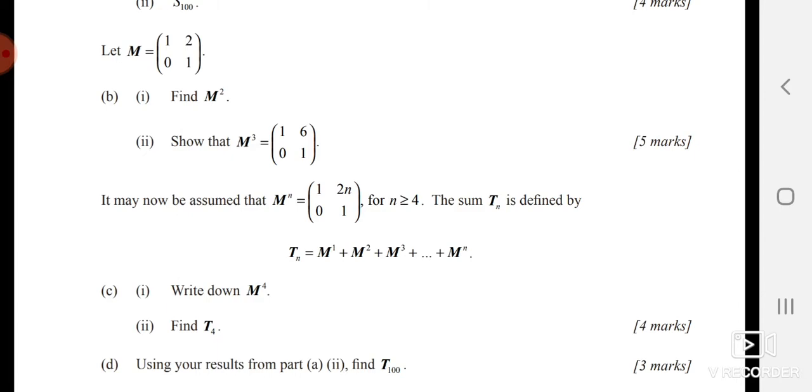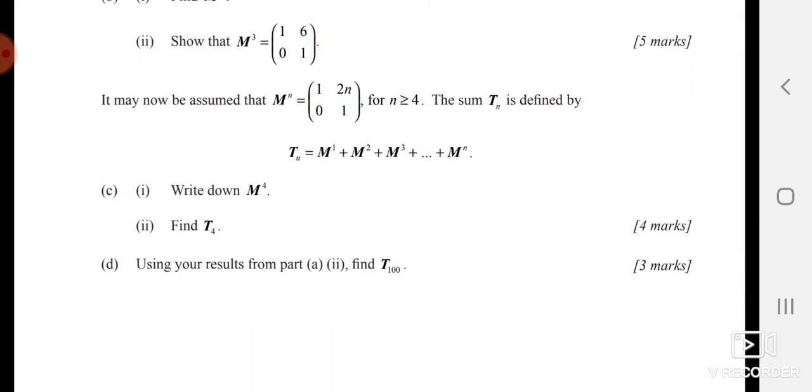Okay, and there he already told you Tn, once again representing the sum of all the given matrices. Actually this is the sum of the series of the given matrices. Write down M4. Generally, as I already told you, the answer of this would be 1 8, 0 1. And now he is asking to calculate T4 in the second part. As he stated, M1 plus M2 plus M3 and so on.